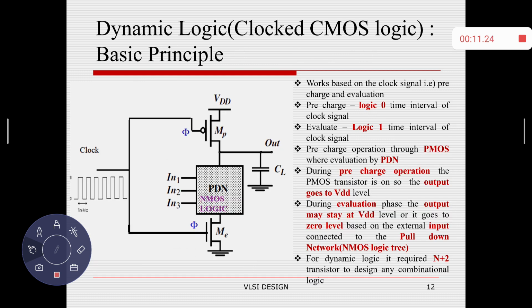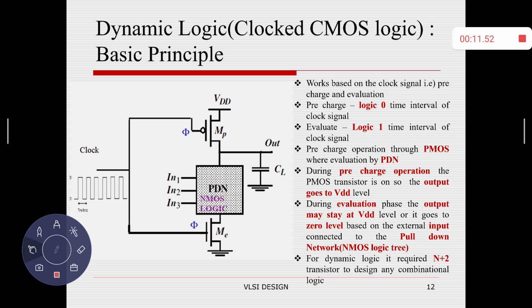So next, the third type is called dynamic logic. The first observation, compared to static CMOS logic: static CMOS logic consists of n number of PMOS transistor array and n number of NMOS transistor array, whereas in dynamic logic, a single PMOS transistor and a single NMOS transistor work based on pre-charge and evaluation.